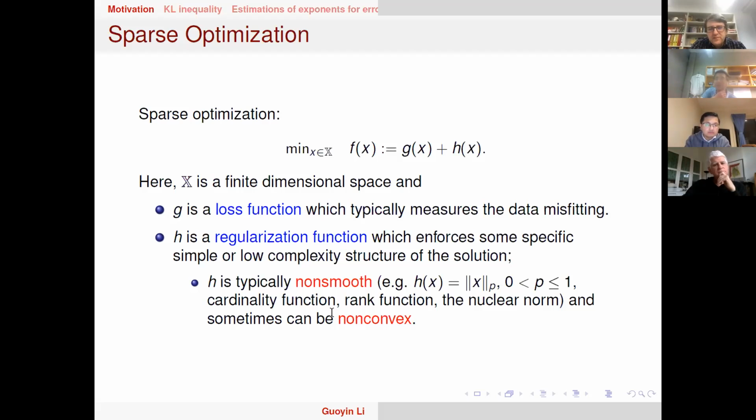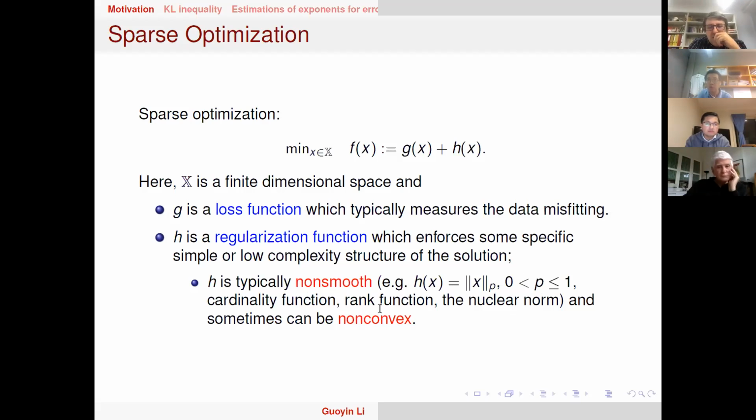And if it's a matrix and you want to promote low rank structure, you can use the rank function or sometimes the nuclear norm, which means that you take the sum of all the singular values of the matrix. Okay, so you can see that in most cases the regularizer function is actually non-smooth. For example, the simplest one, the L1 norm, is not smooth. And some of them can be non-convex as well, just like the quasi norm when p is strictly less than 1. The cardinality function and the rank function are all non-convex.